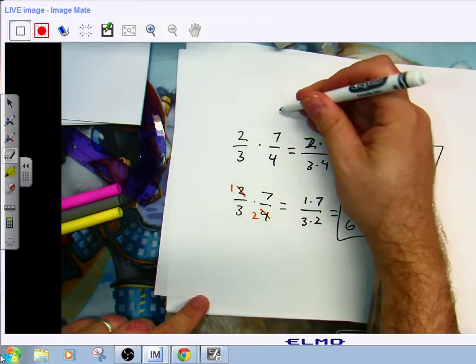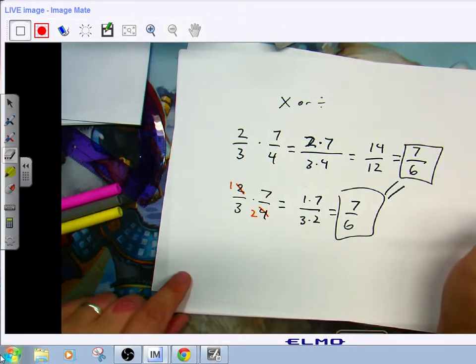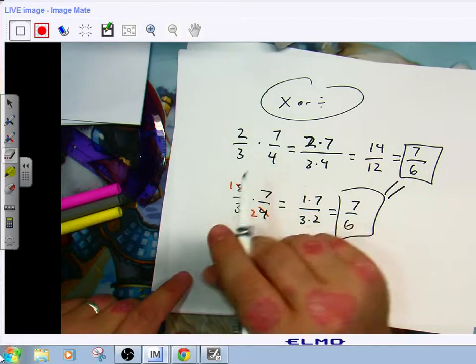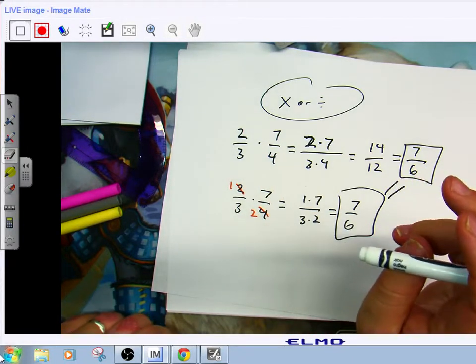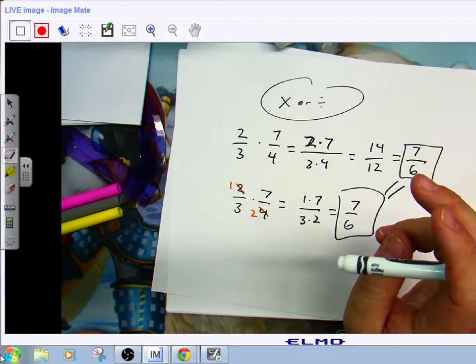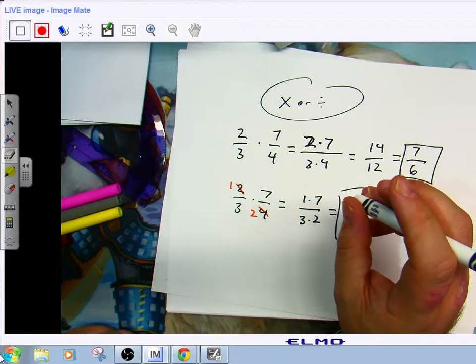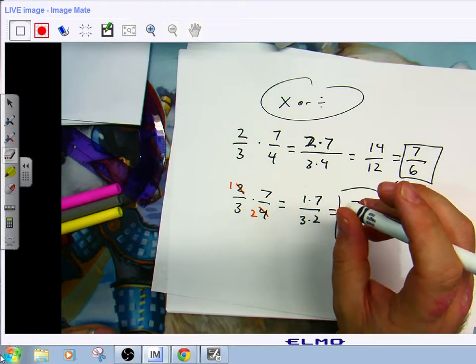Now, when we're multiplying or dividing, we do not need a common denominator. We don't need a common denominator at all. That's only when we're adding or subtracting that we need a common denominator. So when you're adding and subtracting, you need a common denominator to be able to add and subtract, right? Can you find the common denominator the same way that you simplified it?